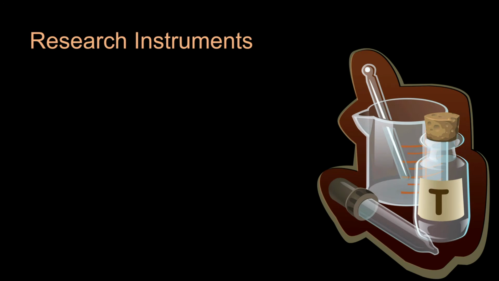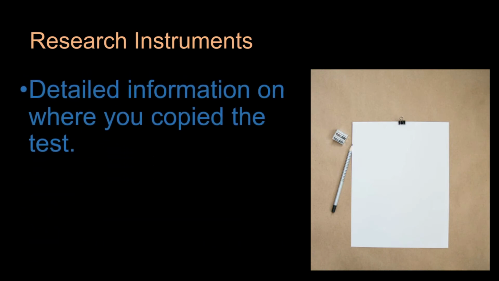Next, we have the research instruments. If your research design is an experiment, you will have to use tools, right? So enumerate in detail the specifications of your equipment. But if you utilize a test to measure data, you must be detailed in information on where you copied the test, and never forget to ask consent from the author/creator and mention it in your paper.